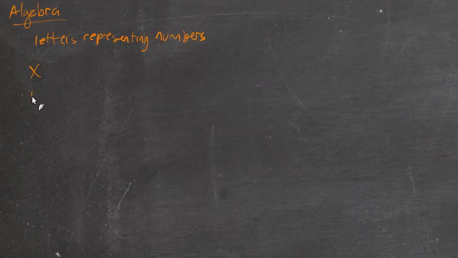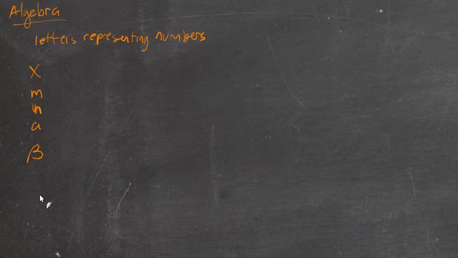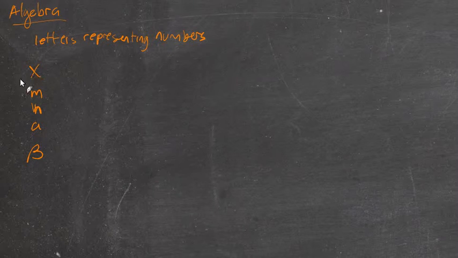So these letters can be whatever we want. Any letter we want, we can use English letters, we can use Greek letters, we could use whatever we want. Just a way to let a symbol stand in the place of a number. So these are what we call variables.